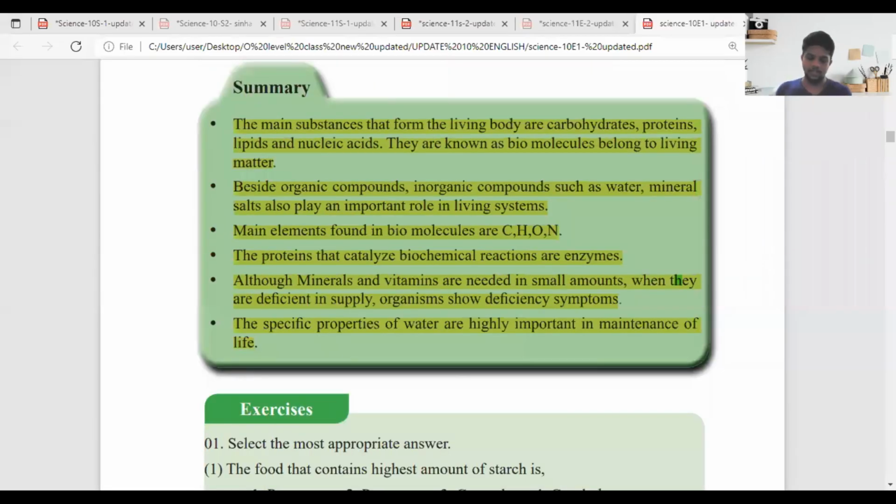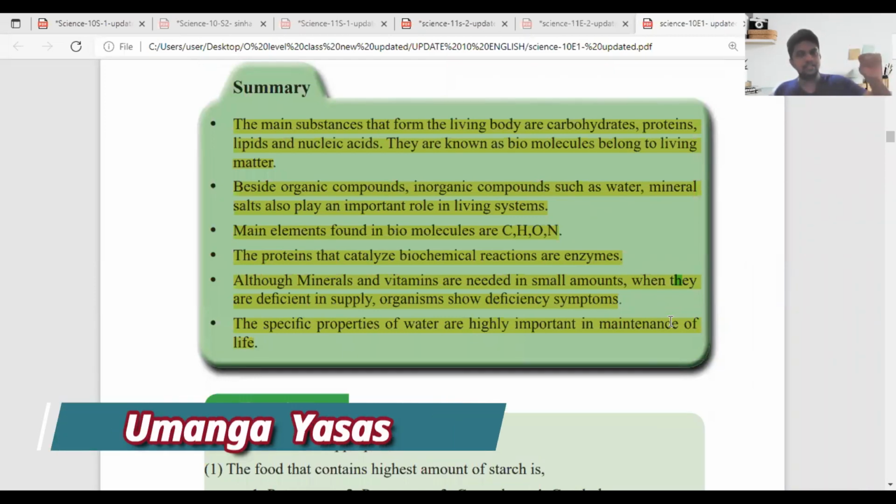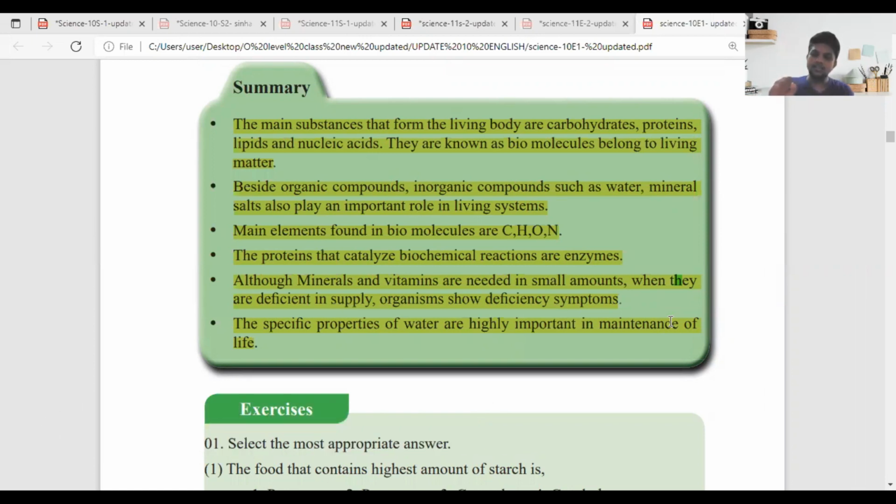Summary of this chapter. In here, I will do the summarization part with you, and I will explain the answers for the specific questions. So when we go through the summary of the first chapter of your grade 10, the main substances that form the living body are carbohydrates, proteins, lipids, and nucleic acids. They are known as biomolecules.